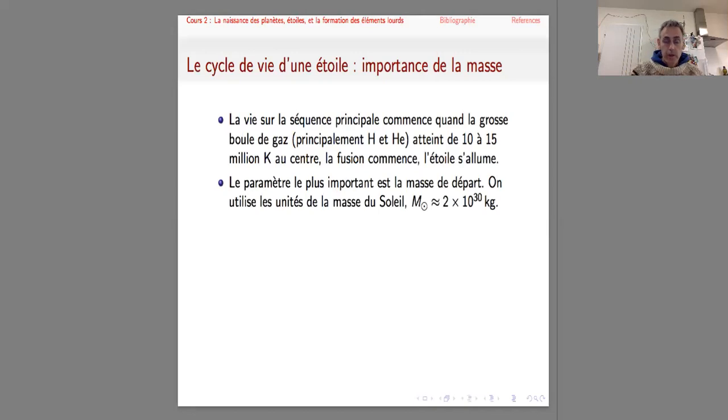As I mentioned at the end of the previous video, the parameter that's the most important is the mass of the star, or the mass of this big ball of gas that forms the star. Its mass at the start of this process. We're going to talk about the various possibilities for mass of a star, and a convenient unit of measure is the mass of the sun.